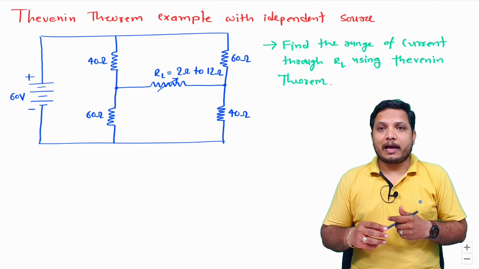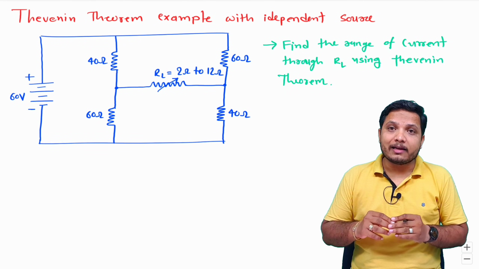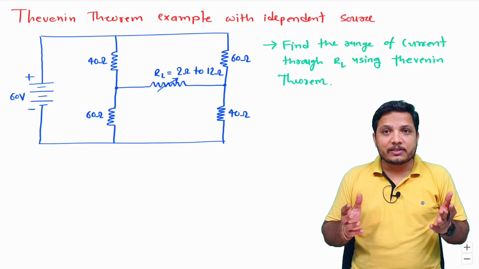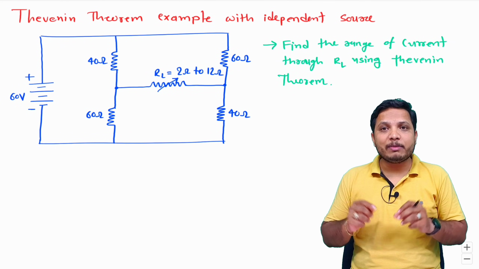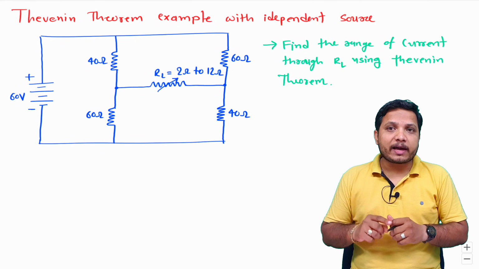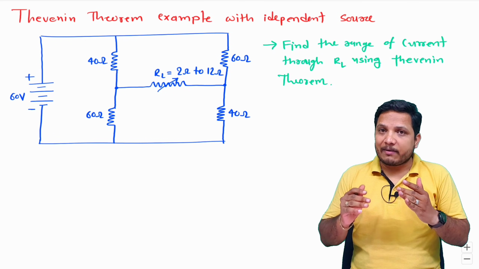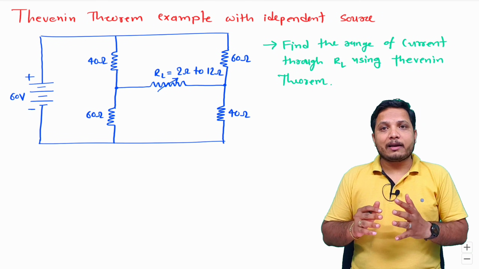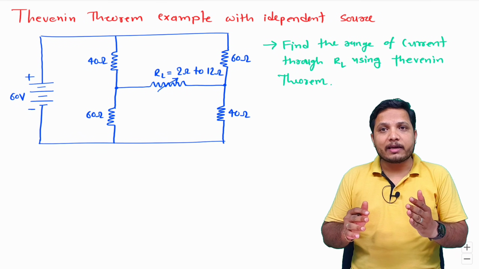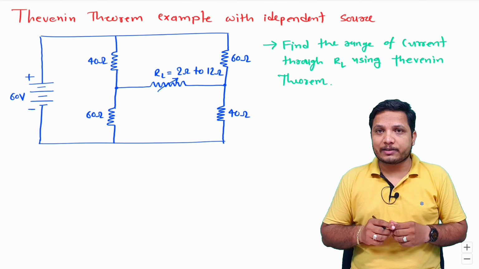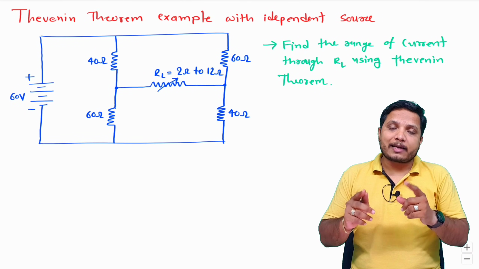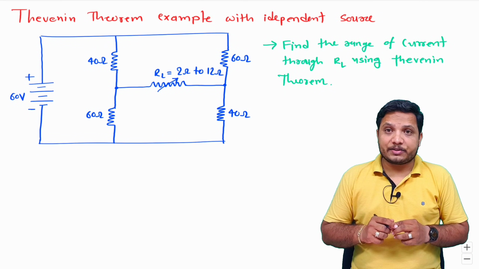As you change the value of RL, the current through the load will change, right? So what we will be doing is simplifying this circuit in terms of Thevenin's equivalent circuit, where our agenda is to identify VTH and RTH, right? So let us first calculate VTH.